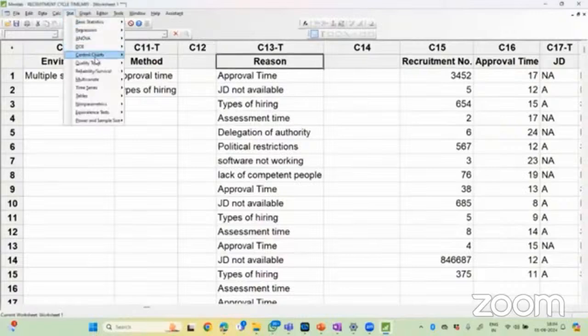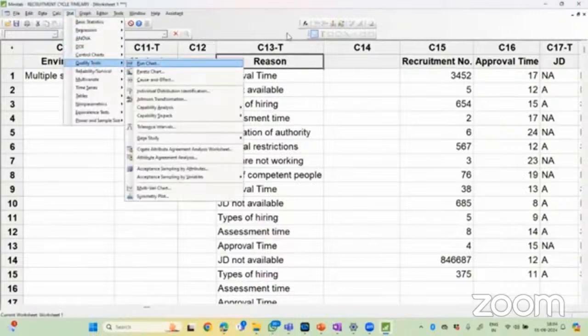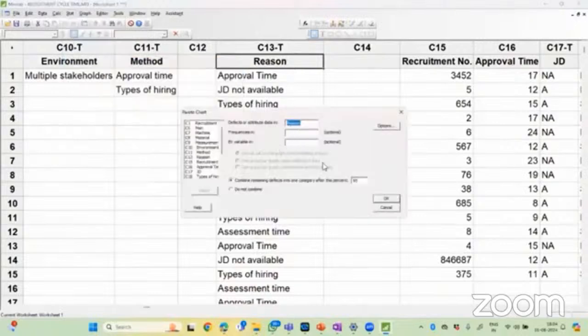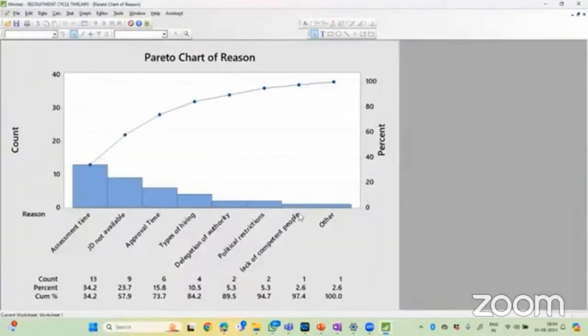So what I do, I ask Minitab to apply the Pareto 80-20 rule. Please apply the 80-20 rule for me. And it will give you the Pareto saying that assessment time is appearing 13 times. Job description not available is appearing 9 times. And percentage-wise, assessment time is contributing 34%. Job description not available is contributing 23%. And approval time is contributing, let's say, 15%.